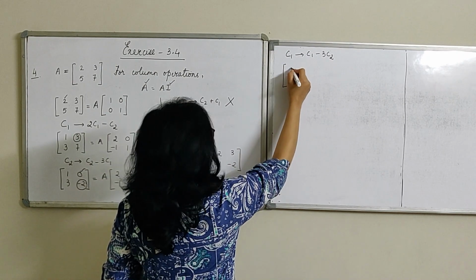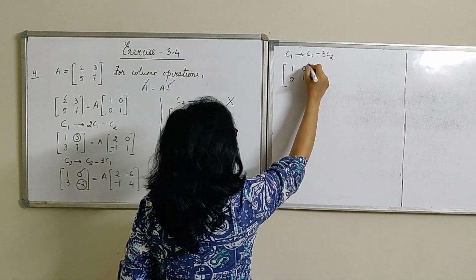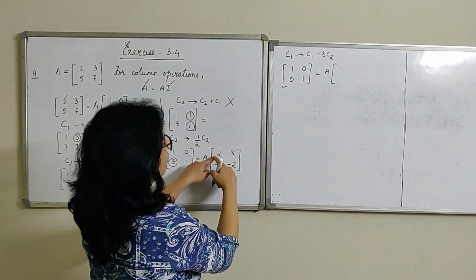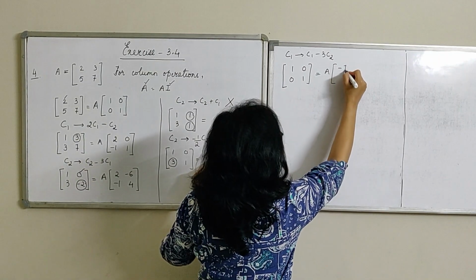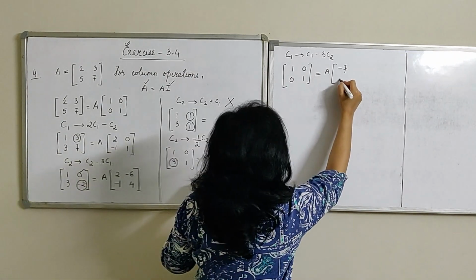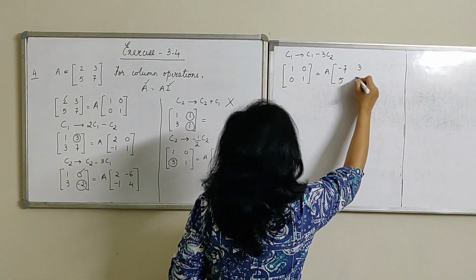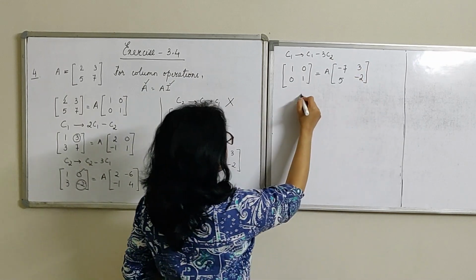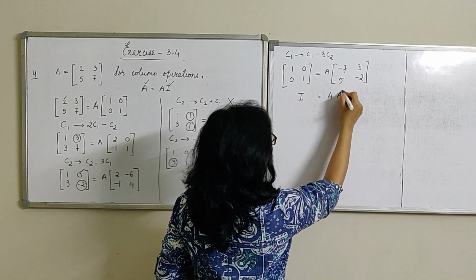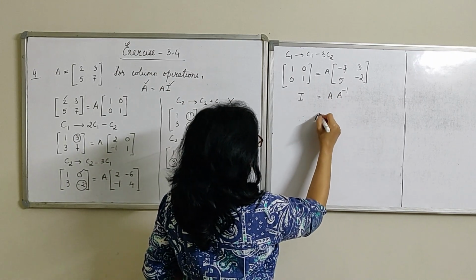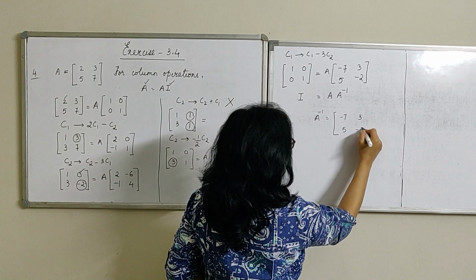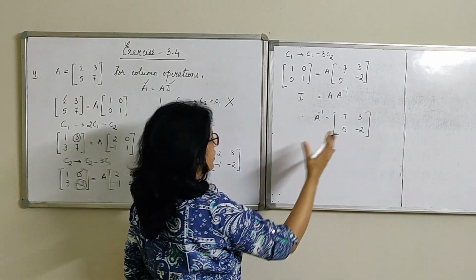So using this operation, the identity matrix is obtained on the left hand side, and on the right hand side, what will we have? 2 minus 3 times, that's minus 7, and minus 1 plus 6, this is 5. The second column elements remain the same. So once again, we know that identity matrix can be written as a matrix multiplied by its inverse. Hence, the inverse of the given matrix is this matrix. The inverse exists and is this.